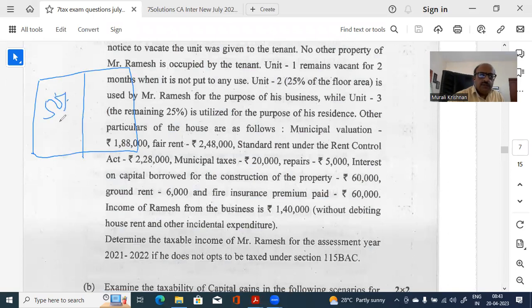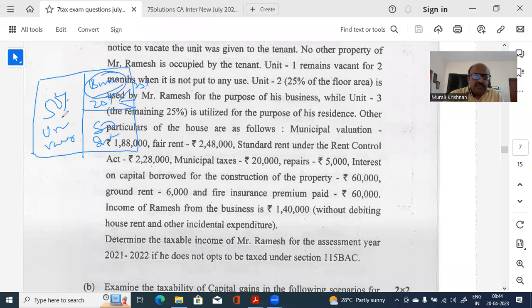50%. That is, again, rental is there, but the only thing is there is unrealized rent and vacancy, both are there. Then for the other part, it is business related. So all the business expenditure will be available. And for the other one, self-occupied 25%. So only interest will be available. Here, all the expenditures to the extent of 25% can be claimed.